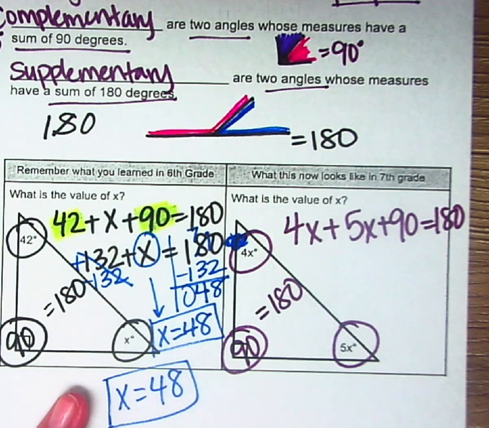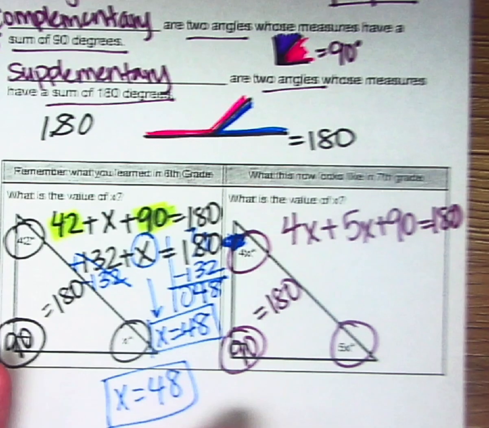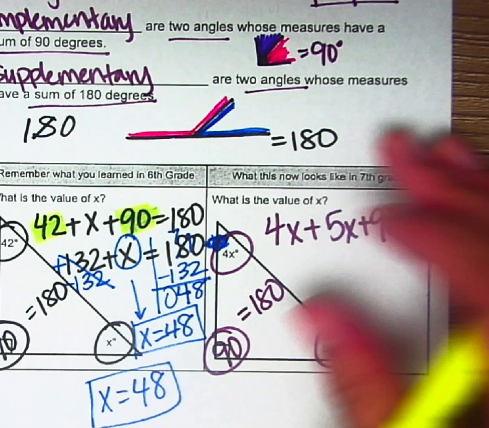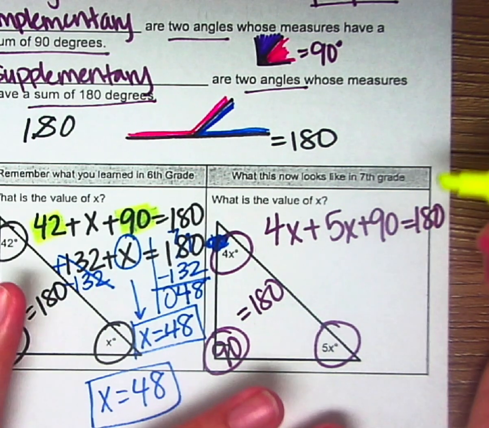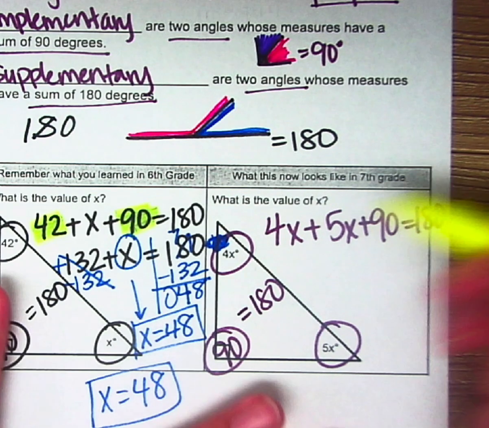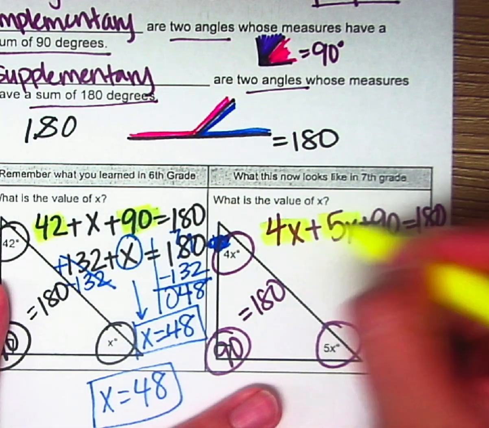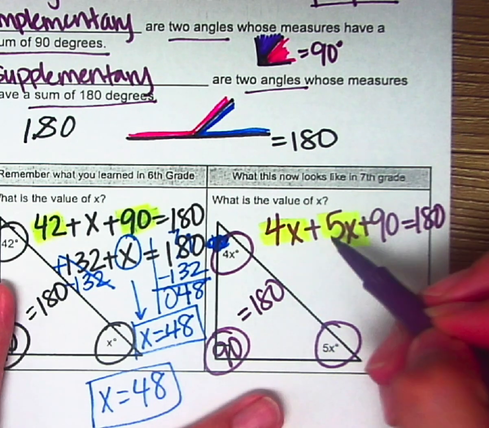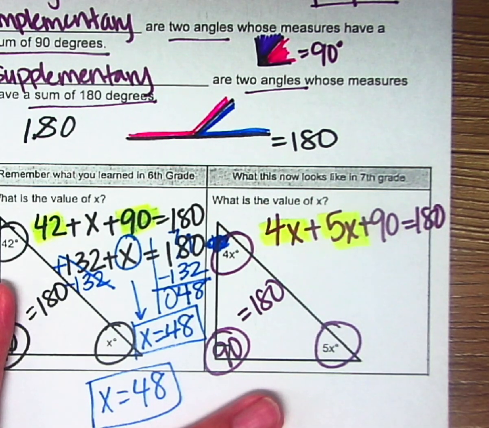So let's highlight. The first step was to set it up. We wrote out everything we were going to add. The second is to combine like terms. In this case, I have 4x and I have 5x. Now when you combine them, all you have to do is add the number in front, our coefficients.